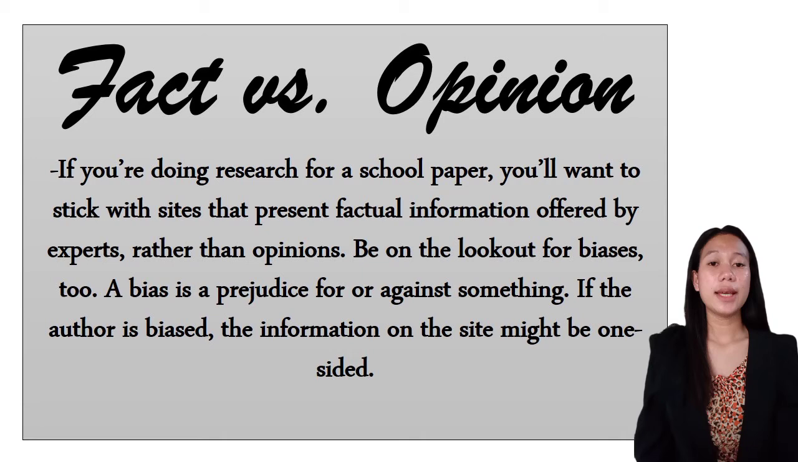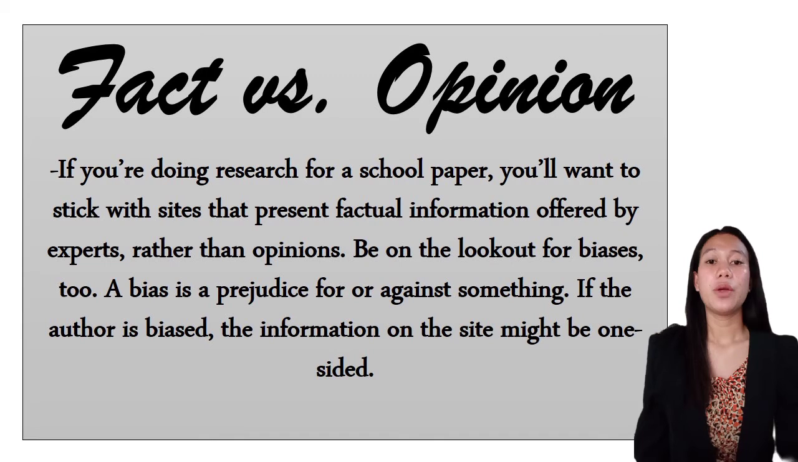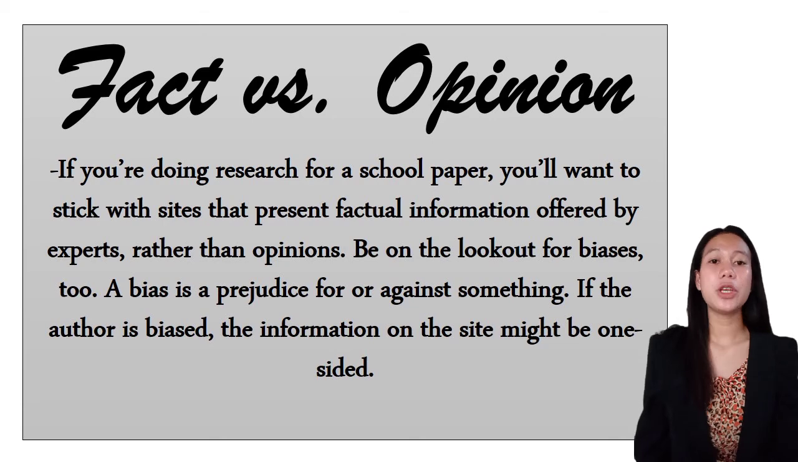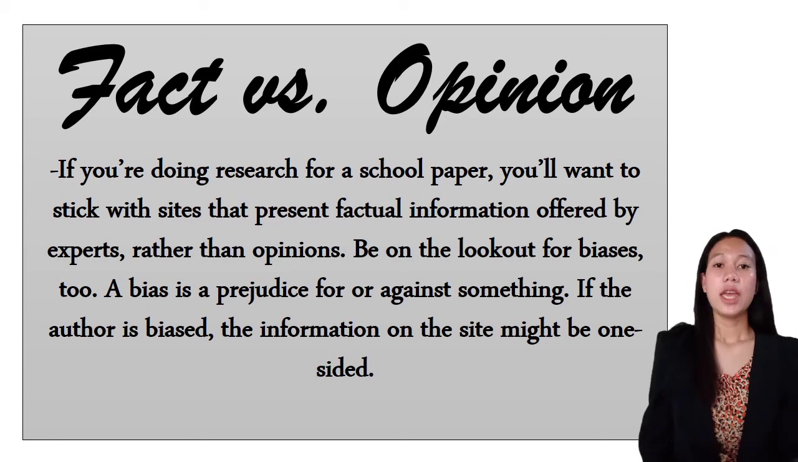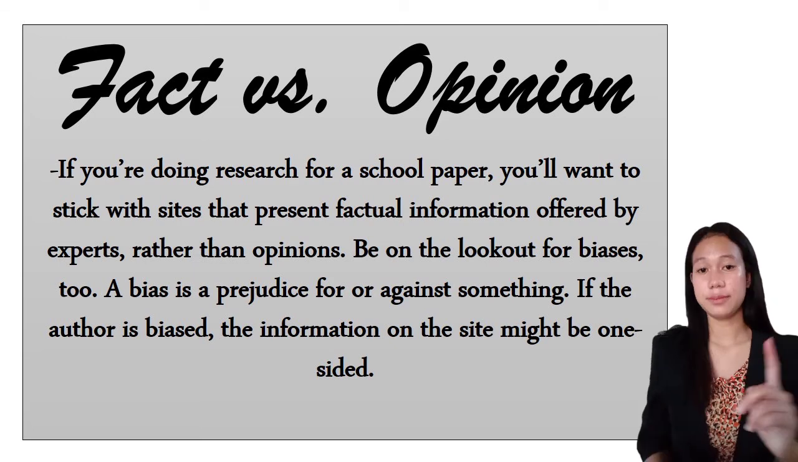Next is fact versus opinion. Is the author writing from experience, using expert research to discuss ideas, or simply giving an opinion? If you're doing research for a school paper, you'll want to stick with sites that present factual information offered by experts rather than opinions. Be on the lookout for biases too. A bias is a prejudice for or against something. If the author is biased, the information on the site might be one-sided.